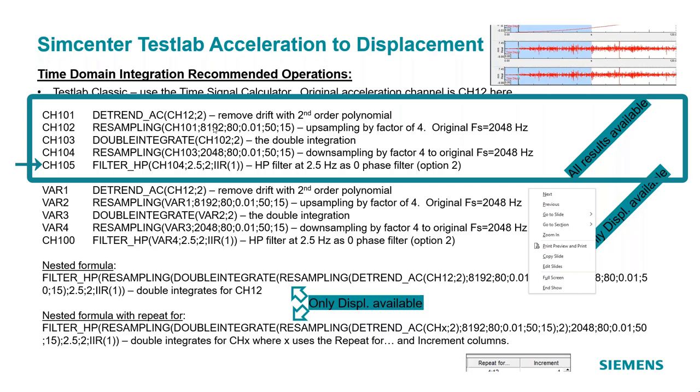And you're going to use option two on the high pass filter, which is a zero phase filter. So we're going to take it through the filter forwards and backwards, so any distortion would be at the end of the time history instead of the beginning of the time history.